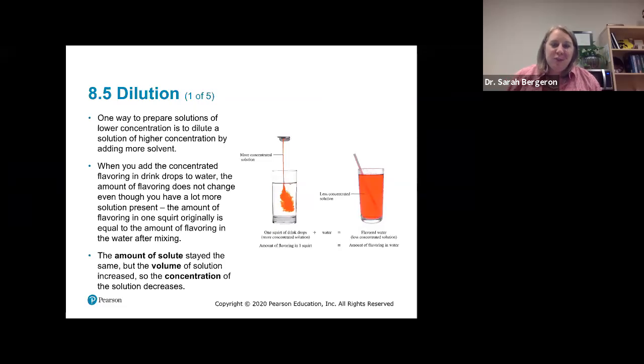All right, so we are on chapter 8, section 5, and we're talking about dilution. Whenever you think of dilution, you're changing a solution from being very high concentration to very low concentration.